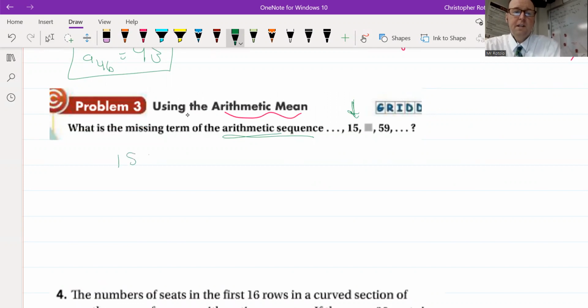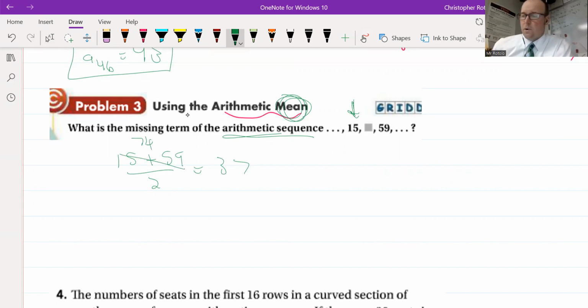I'm going to take 15 and I'm going to add to that 59. Well, you're talking about the word mean, which means average. Those are two numbers. So I'm going to divide it by 2, and that gives me 37 when I get done with it, okay? Because I'm going to have 74 right here. I divide it in half, I get 37. And so 37 is the number that should be in between here. So that doesn't really answer the question. It says, what's the missing? Oh, wait, it does. Follow-up question might be, what's the common difference?